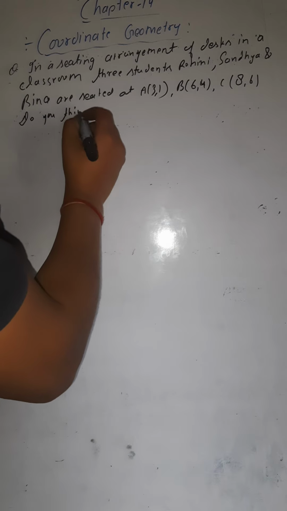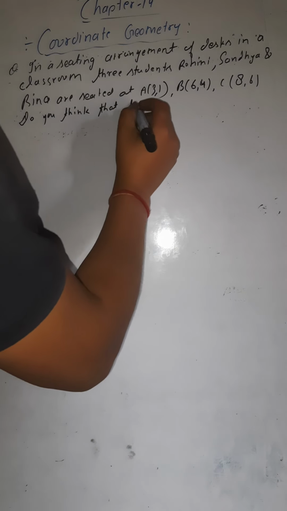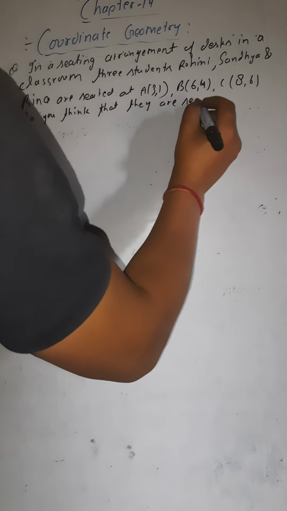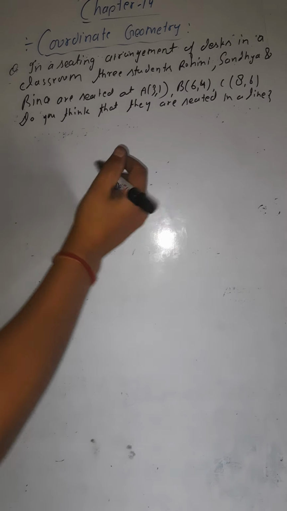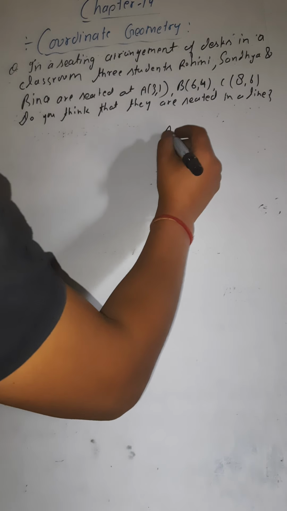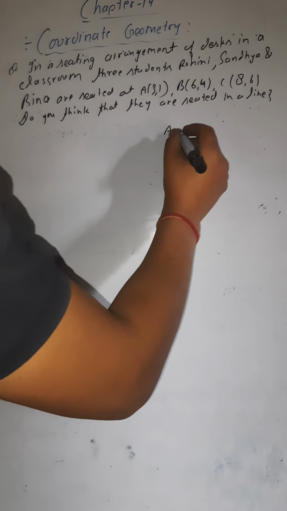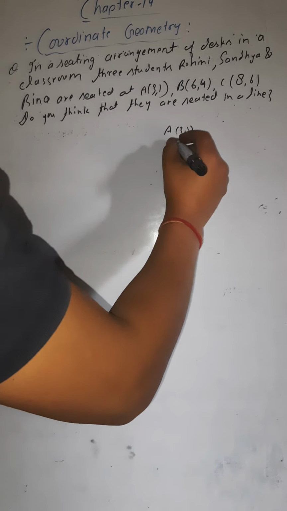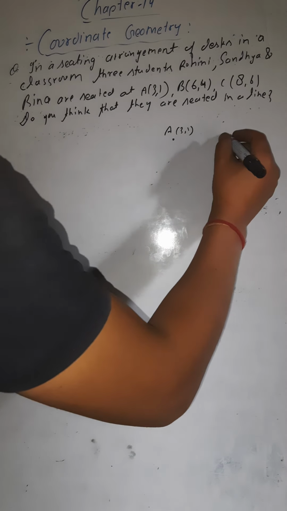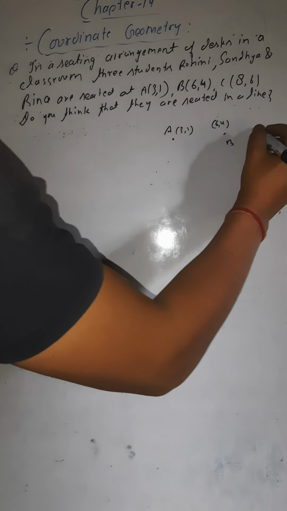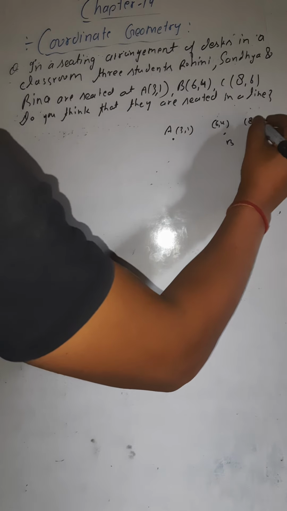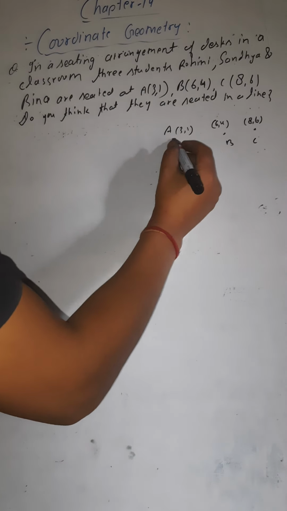Now you have to find out, do you think that they are seated in a line? In a line means, let's say somewhere here is the point A and the coordinates of the point are 3,1. Let's say here Rohini is sitting. Somewhere here is the point B, coordinates of point B are 6,4, here Sandhya is sitting. Let's say you have another point C and coordinates of point C are 8,6. Here the third one, Bina, is sitting.